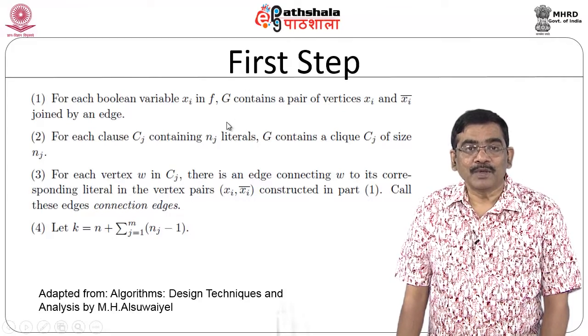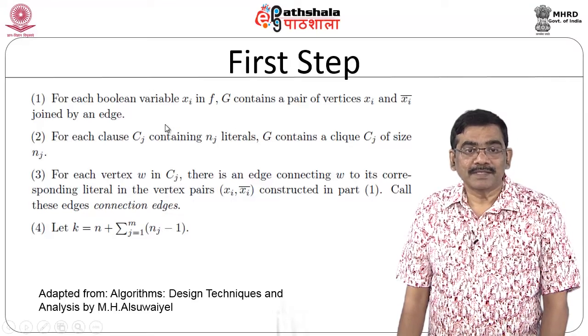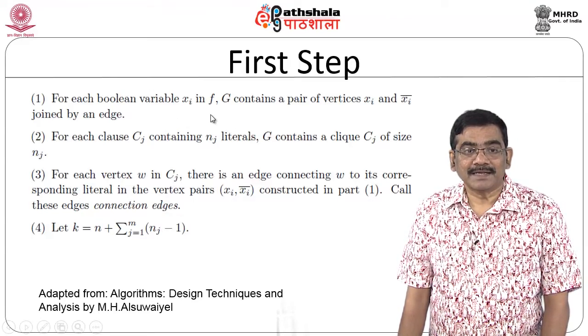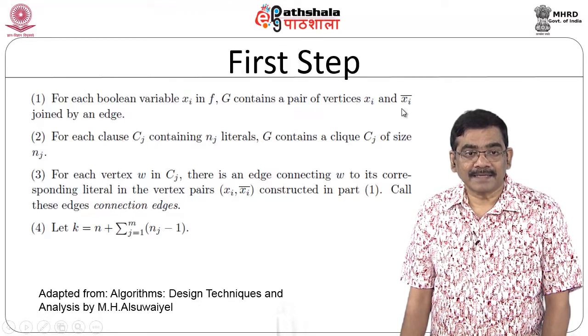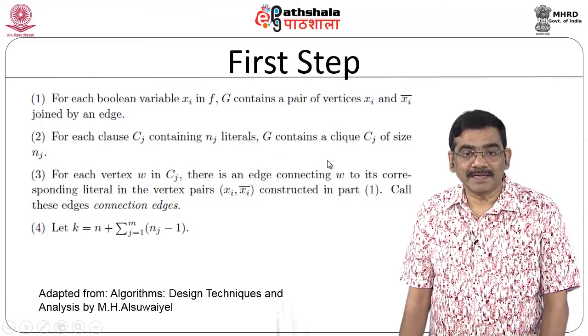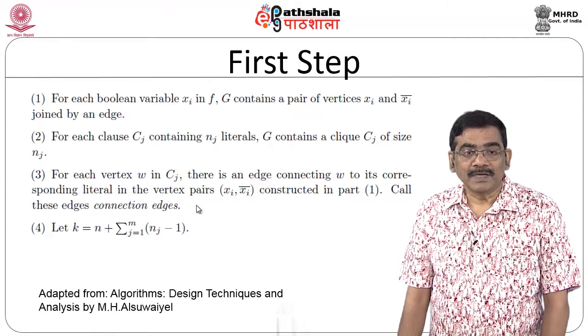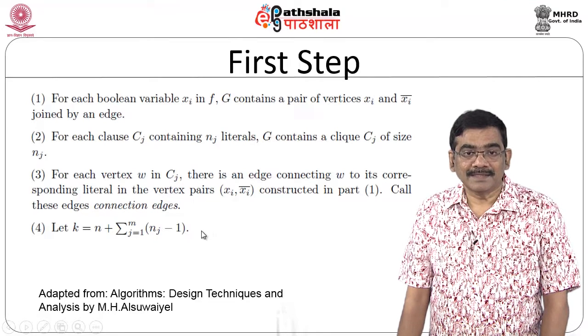Again, you may wonder how a formula can be reduced to a graph problem. So, these are certain formulas. For every variable xi, we connect xi and xi bar. Every clause containing nj literals, we create a clique of size nj, and then we connect all the nodes of the clique to the original vertices. Then we can say that this is of size k, this is a cover.